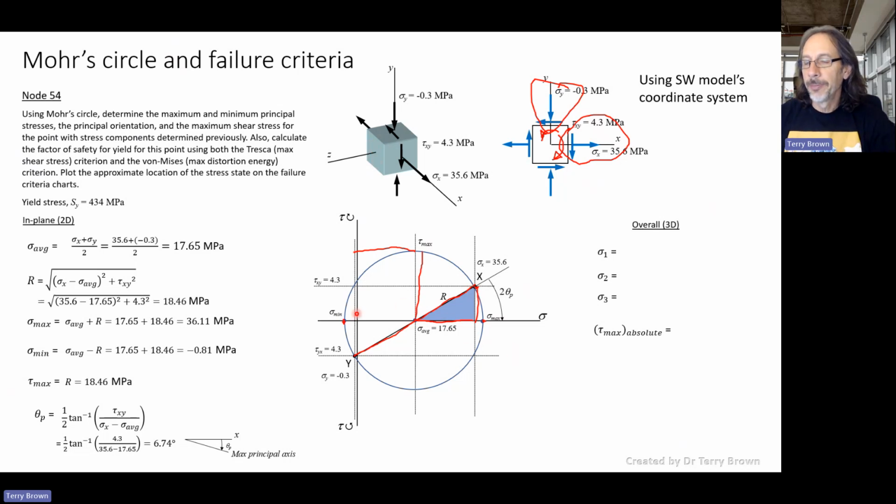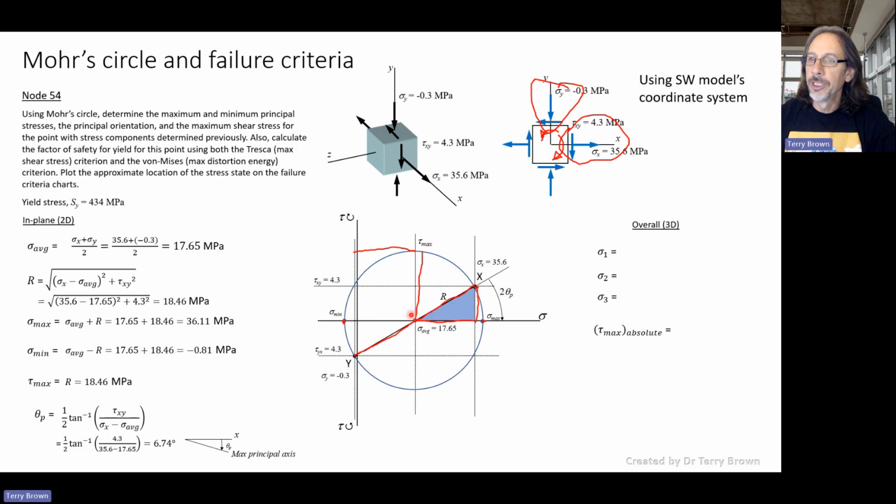So just going back a step, in the orientation where we have maximum normal stress, or the principal stresses, what's the shear stress in that orientation? Okay, it's 0, isn't it?